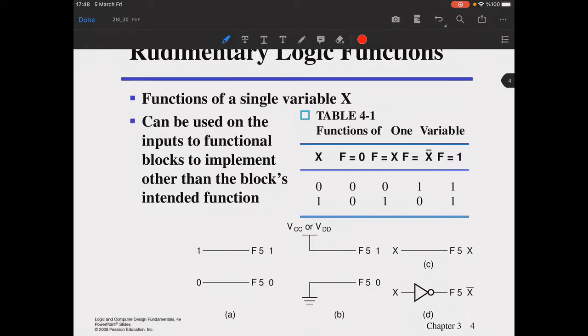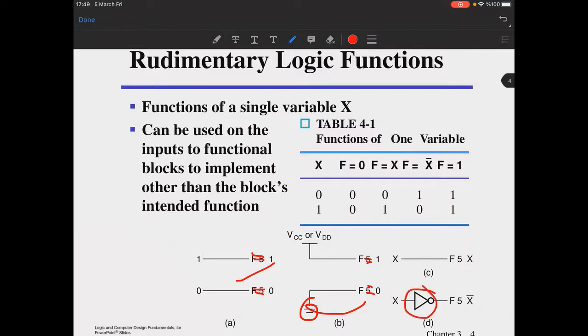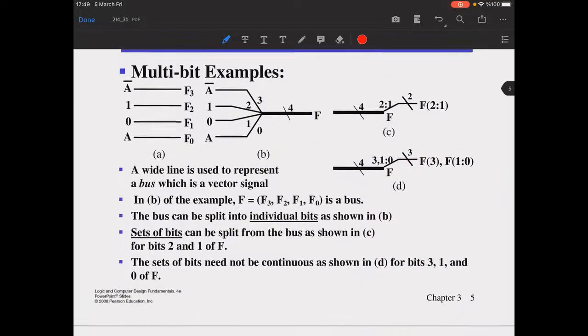Now let's take a look at the rudimentary logic functions. Here you see the functions of a single variable x, and that's it. What you have here is just equal to your 0 and your 1, and when you connect them to the ground, it would correspond to 0, and when you feed it with voltage 5 volts, it would correspond to logical 1, and here you see an inverter. That's it. That's all you can have with those functions of one variable.